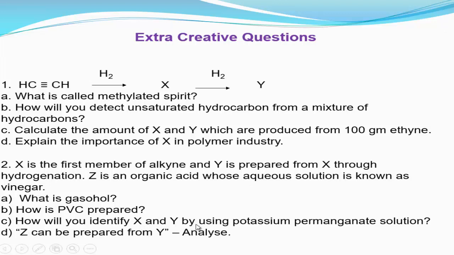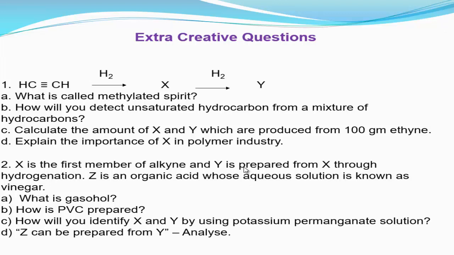How will you identify X and Y? By using potassium permanganate solution. So here X is ethyne, so Y must be ethane, because ethyne and ethane are unsaturated and saturated compounds. But if it is ethene, then both will be unsaturated compounds. In that case you cannot give the answer. So here Y is actually ethane. Z can be prepared from Y, analyze. Yes, Z, that means organic acid, can be prepared from alkane.